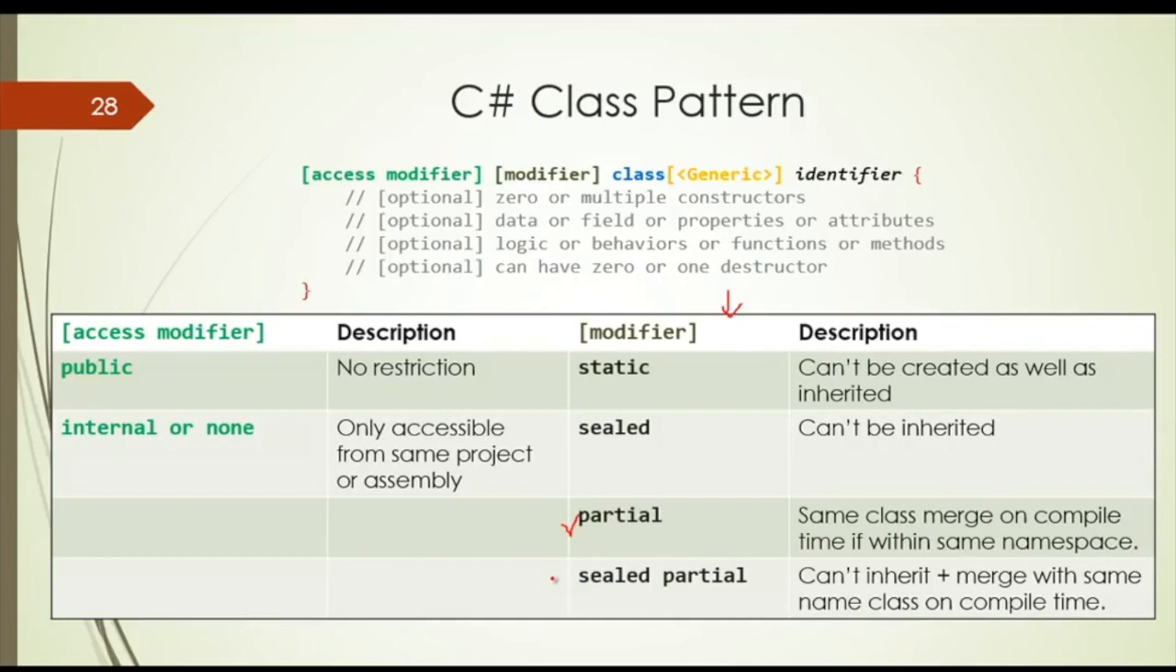So you can also have sealed partial. Sealed partial means you cannot inherit it, and it will be merged at compile time if the namespaces are the same.